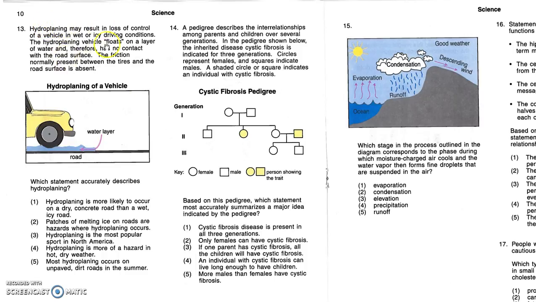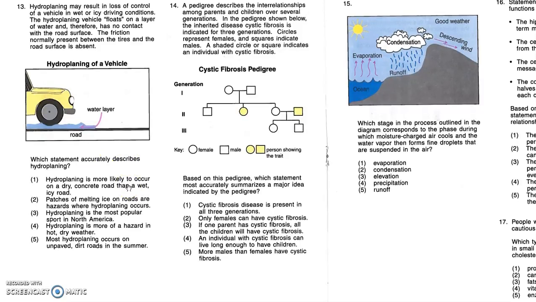So it says hydroplaning may result in a loss of control. Why? Because the tires of the car lose the contact to the surface of the road, and friction, which normally holds the car in place, is missing. And this happens on wet or icy driving conditions. Which statement accurately describes hydroplaning?